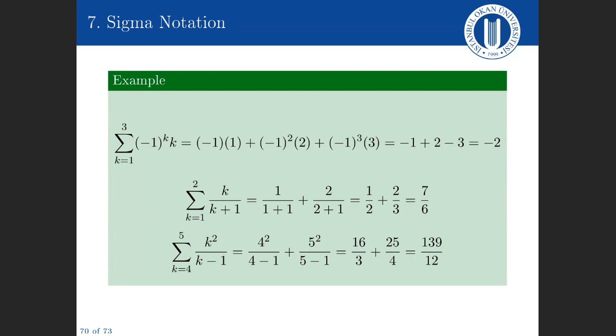We don't have to start with k equal to 1. We can start with any number that we wanted to. For example, we might start with k equal to 4. First we use the number 4, and then we use the number 5, and then we stop. You can check that this is 139 divided by 12.